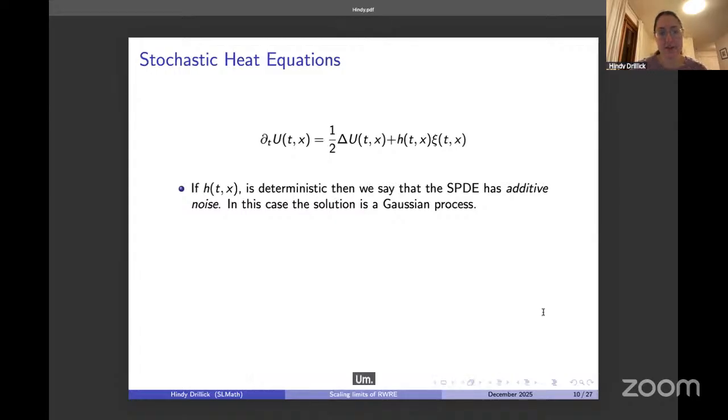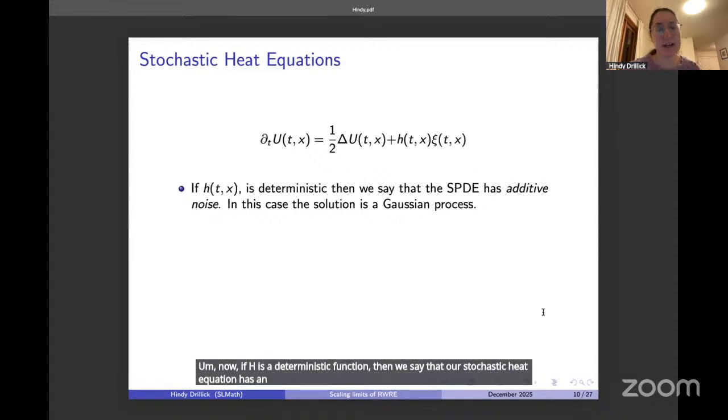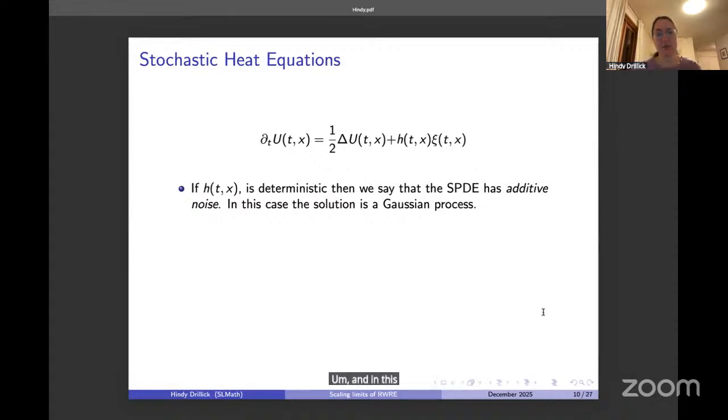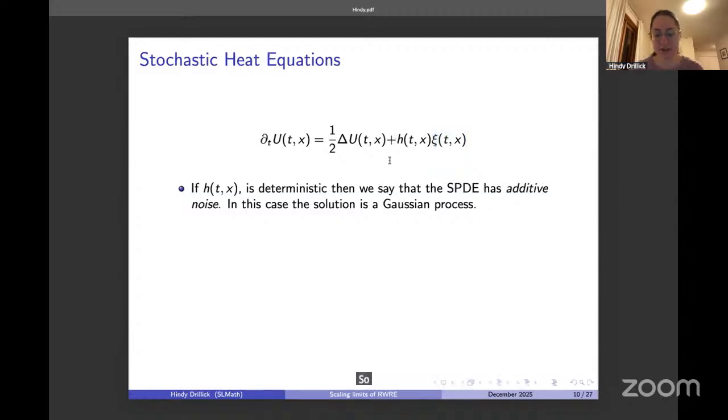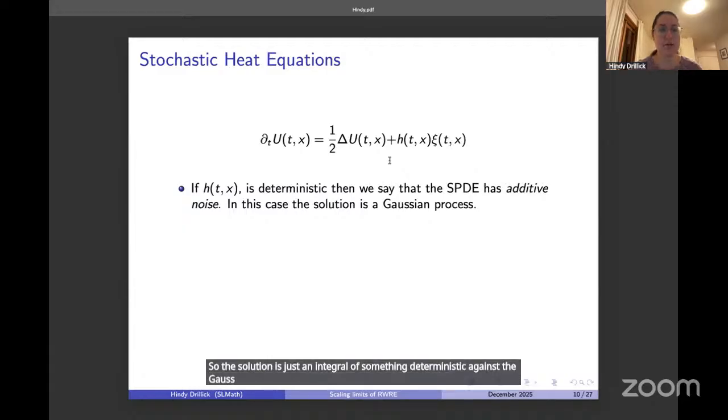Now, if h is a deterministic function, then we say that our stochastic heat equation has an additive noise. And in this case, the solution will be a Gaussian process because all the randomness is coming from this Gaussian process, and h is deterministic. So the solution is just an integral of something deterministic against the Gaussian process, which will still be Gaussian.